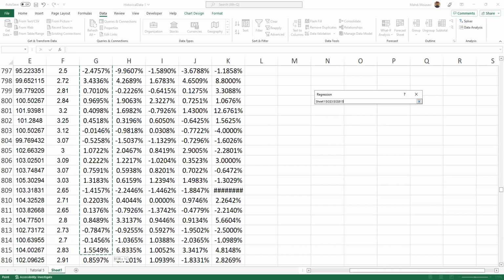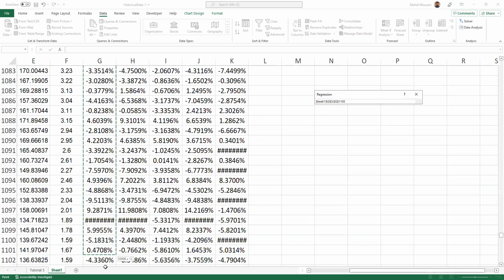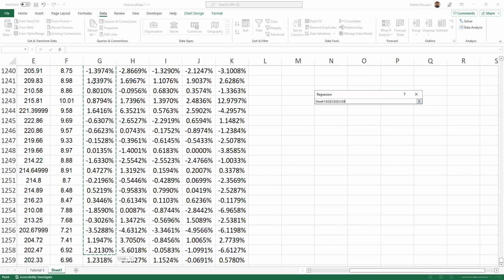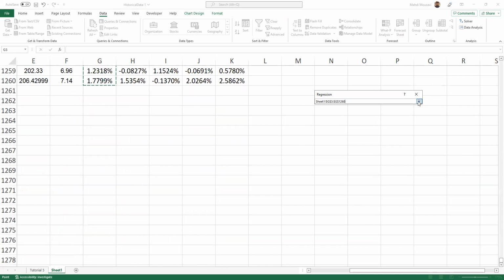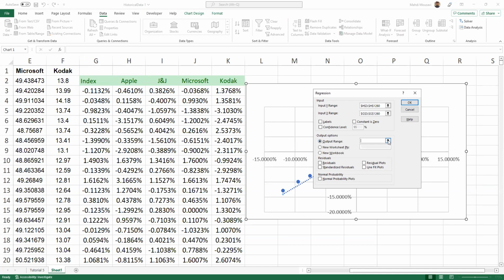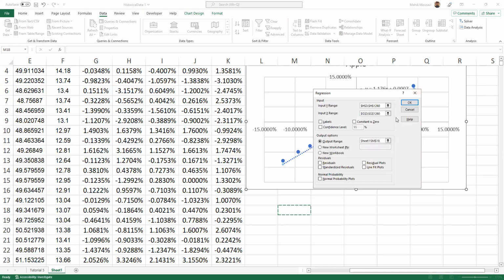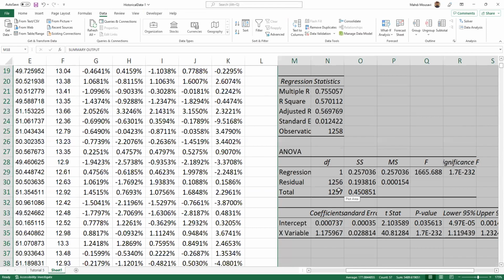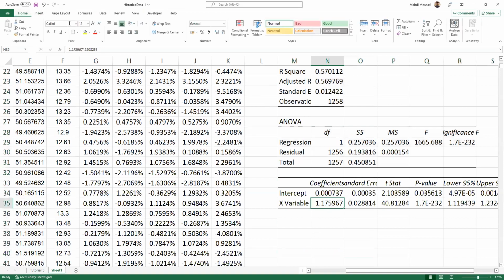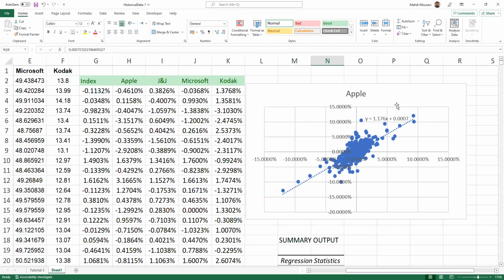So we have got almost 1,250 observations, 260. So we select all of them, and then I'm going to pick up one specific cell, like here, and just press OK. So this is the regression results, and 1.17 is our coefficient, which is the beta or slope of the line, and 0.0007 is the intercept. So that's what we get here actually using the scatter.